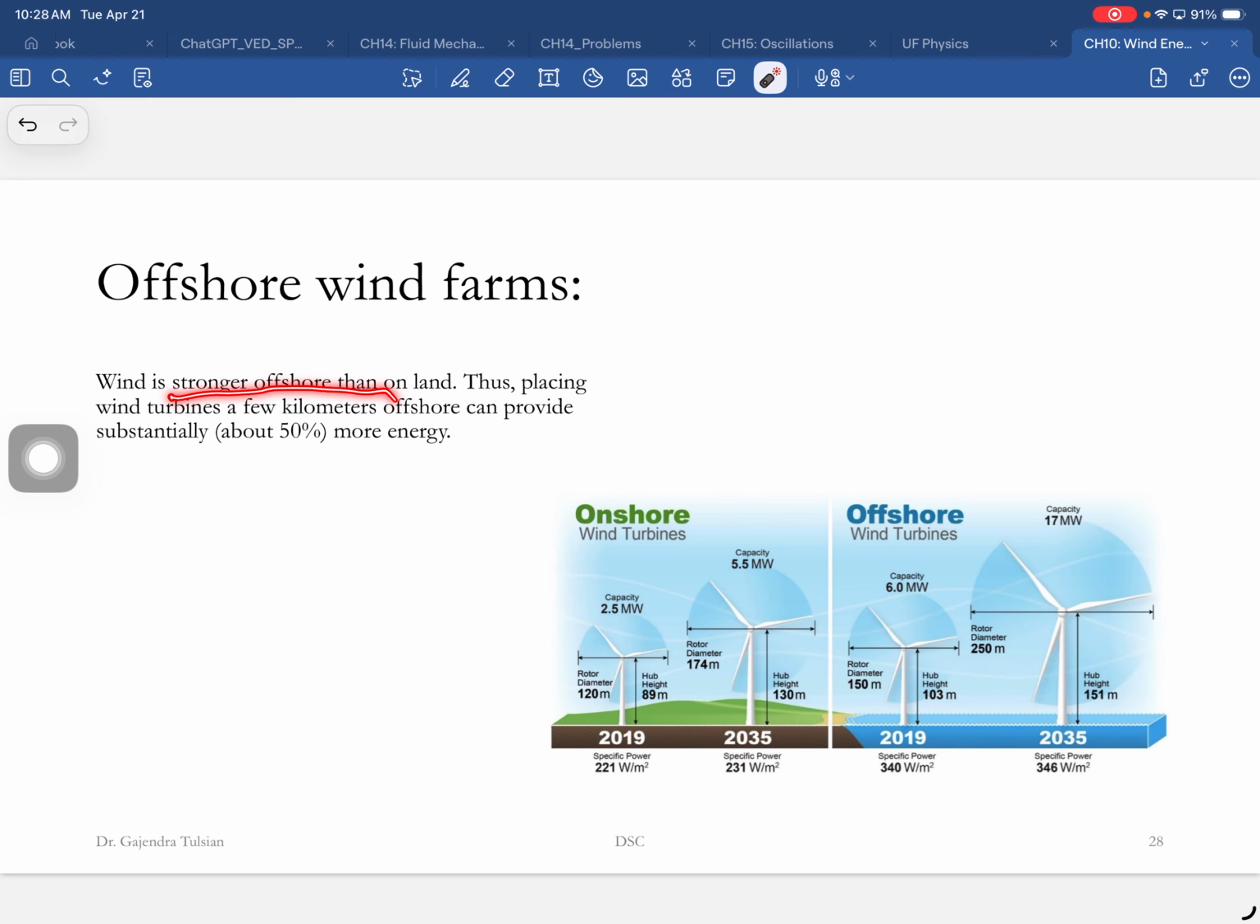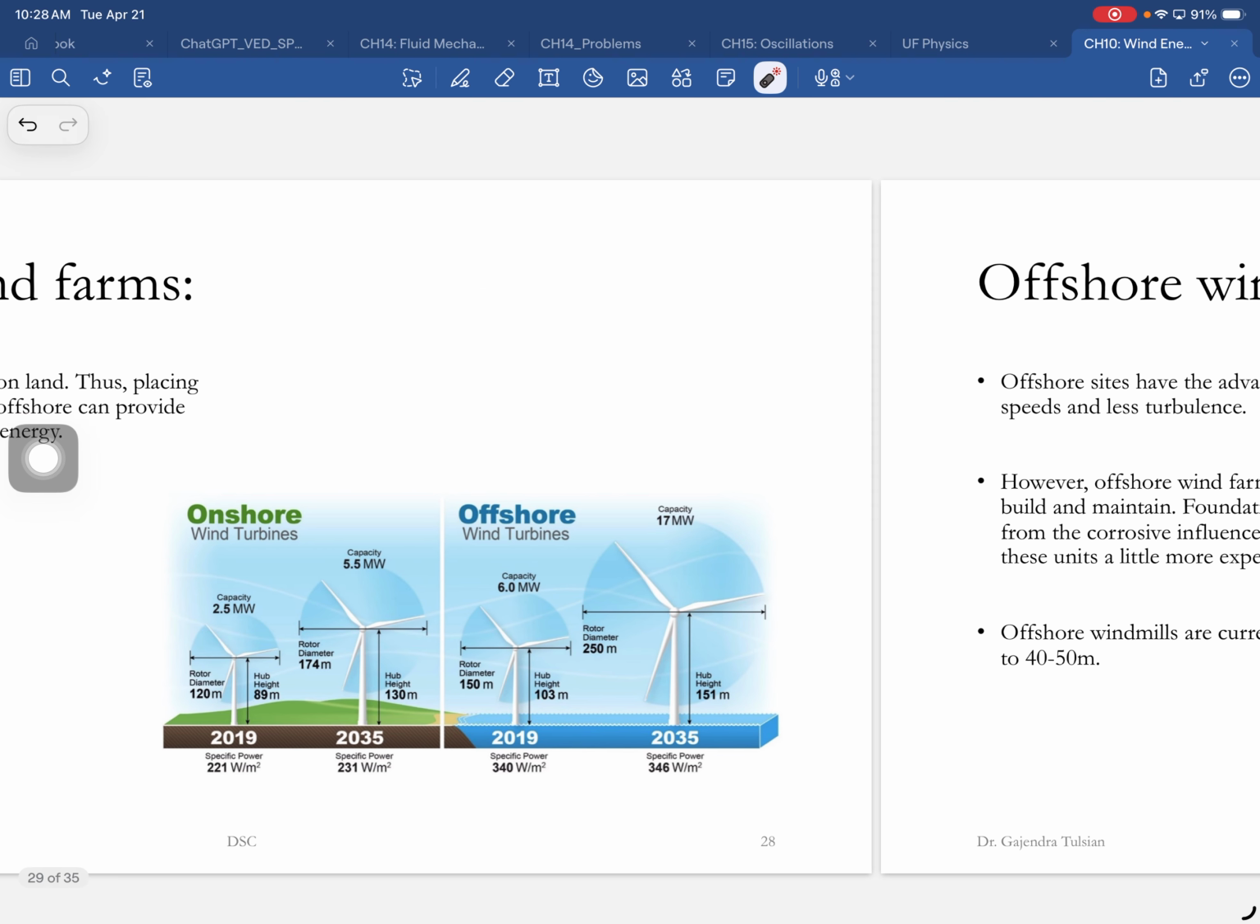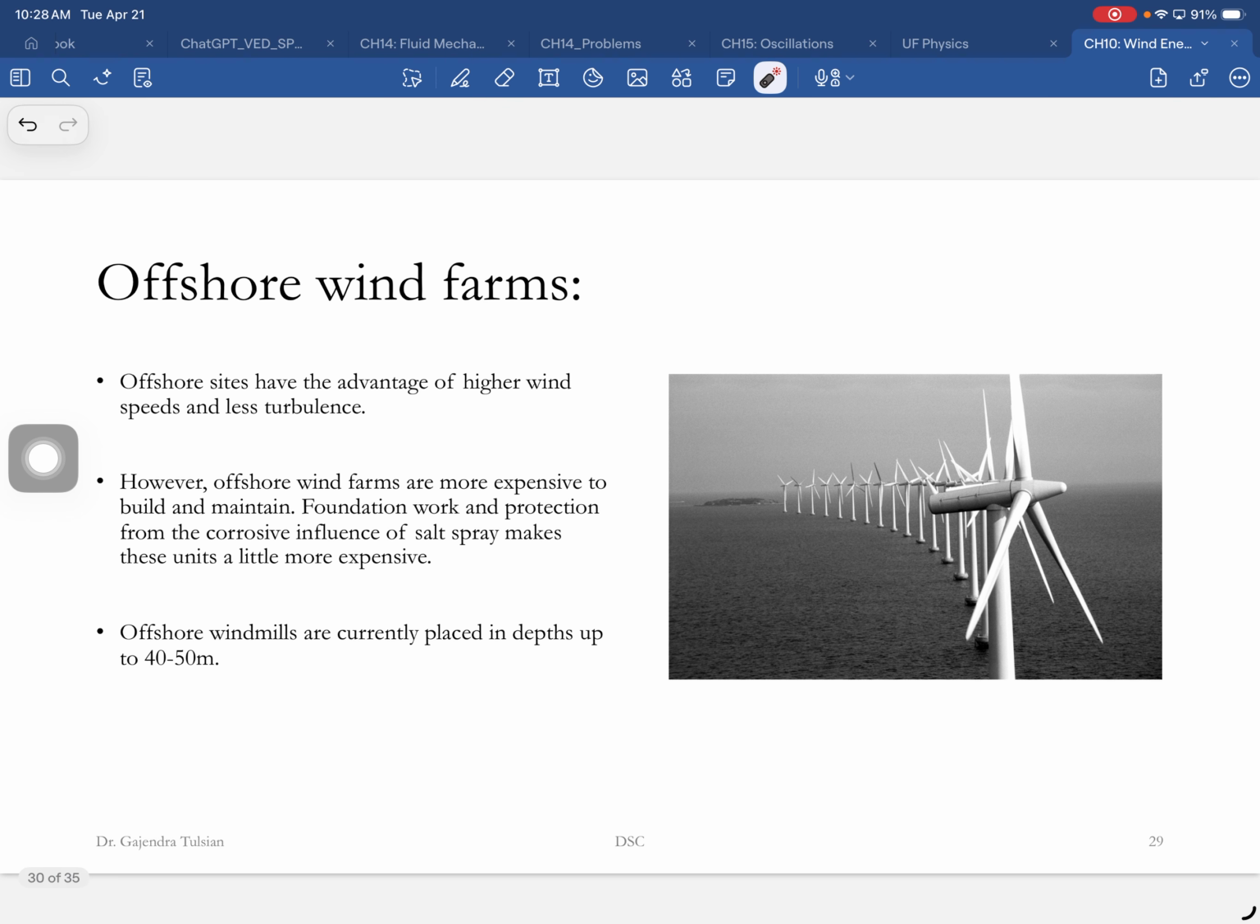Wind is stronger offshore than on land. Thus, placing wind turbines a few kilometers offshore can provide substantially more energy, up to 50% more energy. Offshore windmills are currently placed in depths of about 50 meters. 50 meters depth is, again, like I said, the tallest condominium on the beach. So that's how deep the water is.